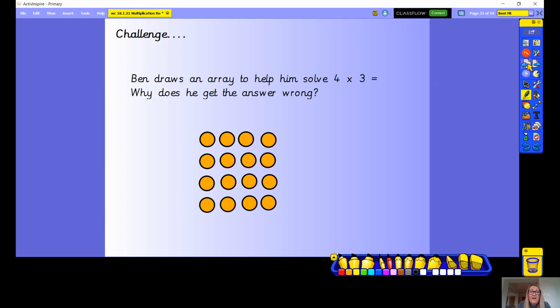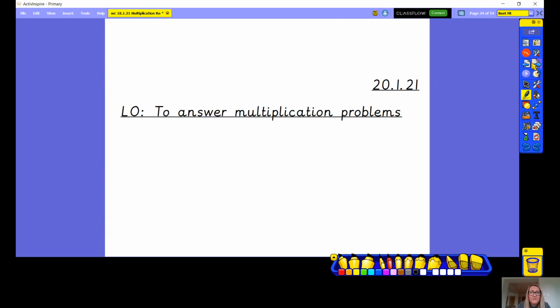Well done. Now, if you've done that brilliantly, we've got another challenge for you. So this challenge said, Ben draws an array to help him solve 4 times 3, or 4 lots of 3. Why does he get the answer wrong? Can you write your explanation in the assignment page?